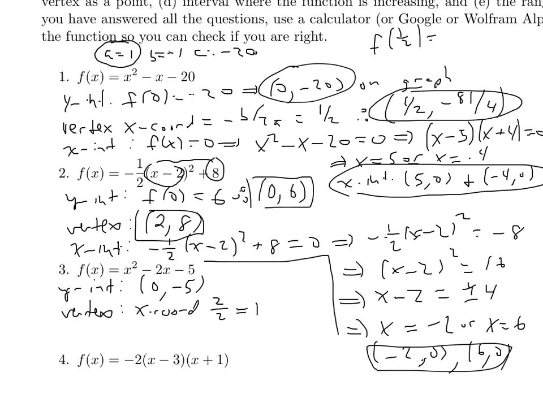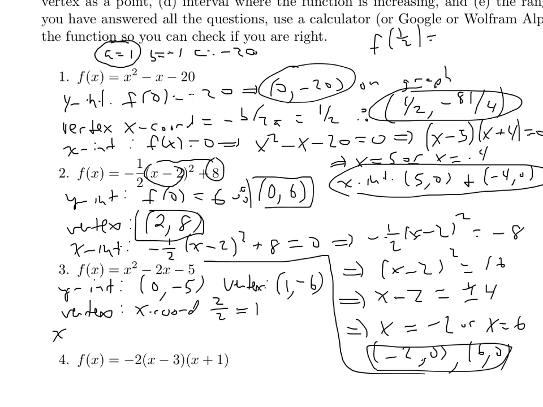We just do this. So my vertex has x-coordinate 1, and then for the y-coordinate I've got to just plug 1 in for x into my function, and I think you get negative 6 when you do that. So I've got my y-intercept, I've got my vertex.